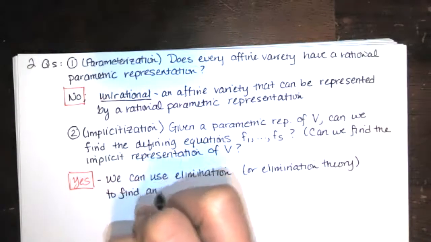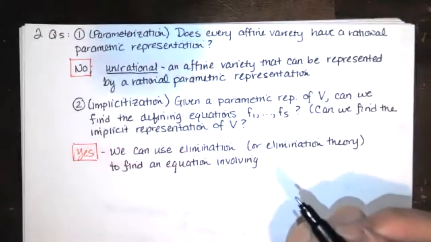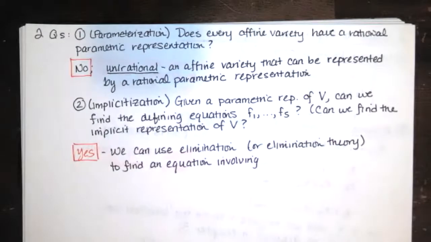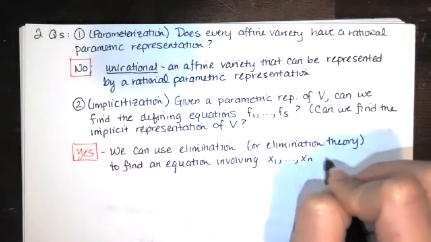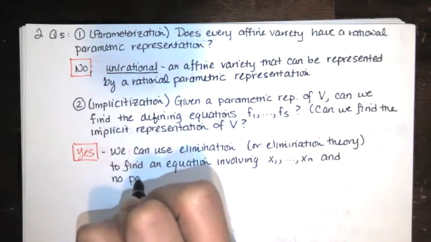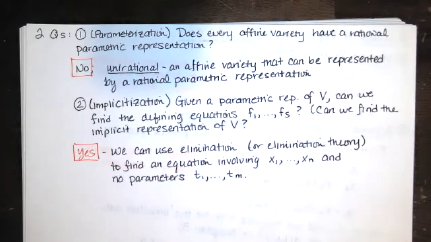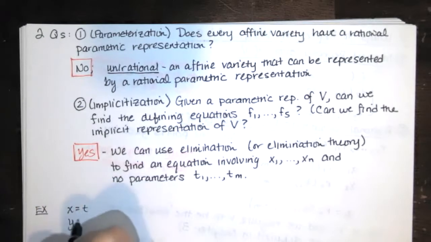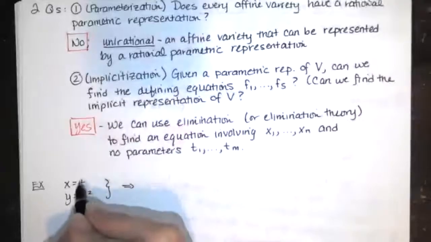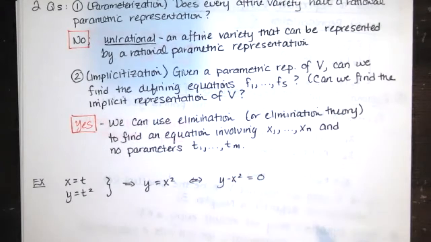To find an equation involving the variables that you're looking for, x, y, z, however many variables there are, just an equation involving just those variables rather than the parameters. So we don't want any of the parameters there. For example, simplest example, if you have x equals t and y equals t squared, well, you can replace t with x down here and you get y equals x squared. And so now we've got a polynomial equation, y minus x squared equals 0.